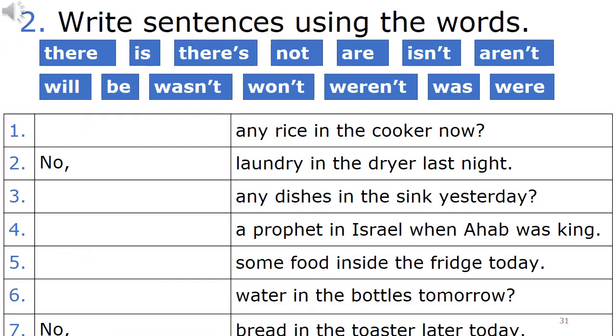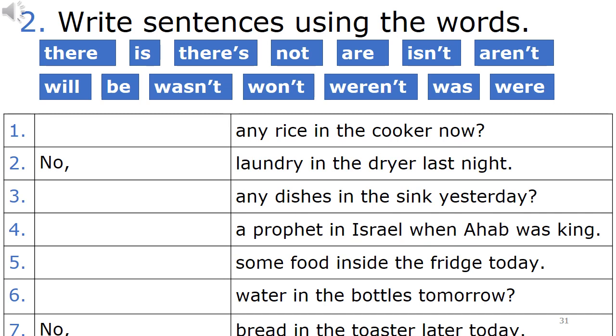2. Write sentences using the words there, will, is, be, there's, wasn't, not, won't, are, weren't, isn't, was, aren't, were. 1. Any rice in the cooker now? 2. No. Laundry in the dryer last night. 3. Any dishes in the sink yesterday? 4. A prophet in Israel when Ahab was king. 5. Some food inside the fridge today.